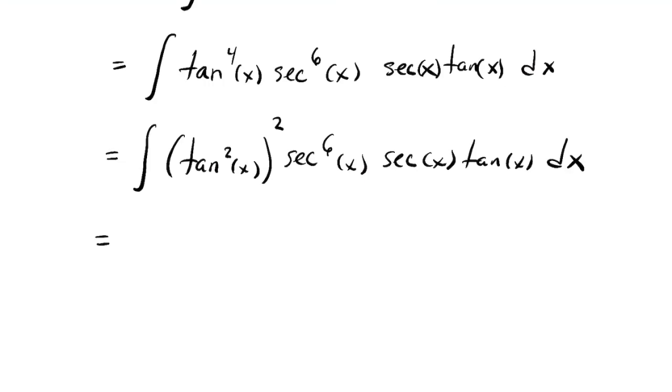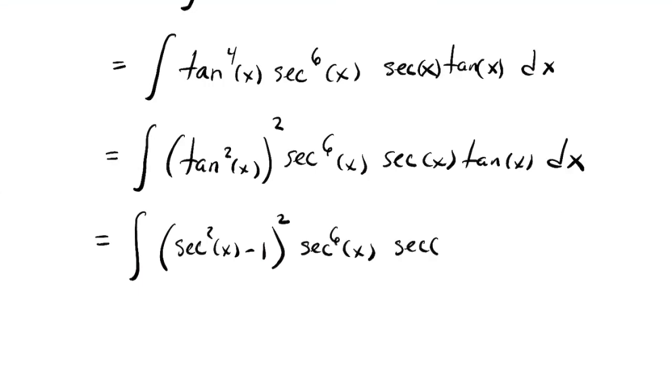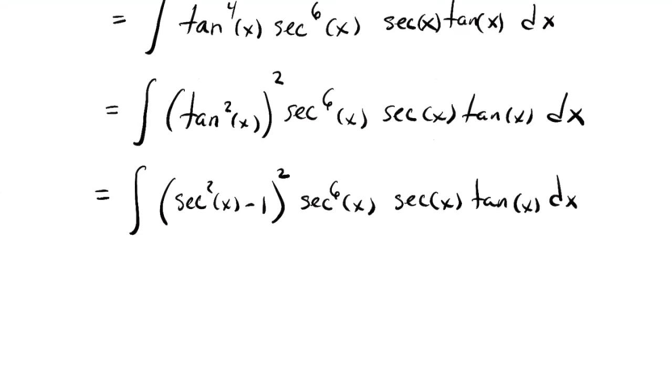Okay, why would I do that? Because tangent squared is secant squared minus 1. Secant squared minus 1 quantity squared. Still got this secant to the 6th, still got my secant times my tangent. But now that I've written it in that form, I've sort of revealed what my idea is. I'm going to let u equal the secant. Why do that? Because then du is precisely secant tangent. Okay, so this secant tangent dx that we split off there, it's perfect to be du.